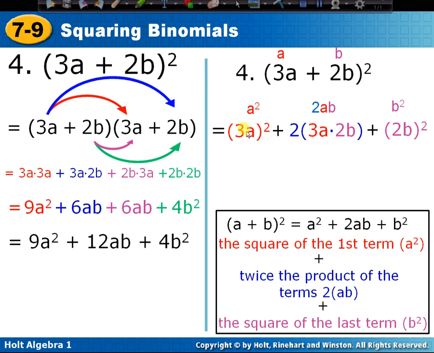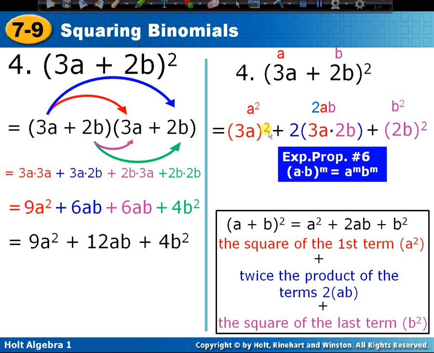We're going to do all of our multiplication here. 3a squared, I'm going to say 3 squared is 9 and a squared is a squared, so that's going to be 9a squared. And again, it's showing you that we're using exponent property number 6. Plus we're going to say 3a times 2b. 3 times 2 is 6, and a times b is ab, so we end up with 6ab times 2 is 12ab. And then we say 2b squared. We're going to say 2 squared is 4, and b squared is b squared. So we have 9a squared plus 12ab plus 4b squared. And again, notice we got the same answer no matter which method that we used.